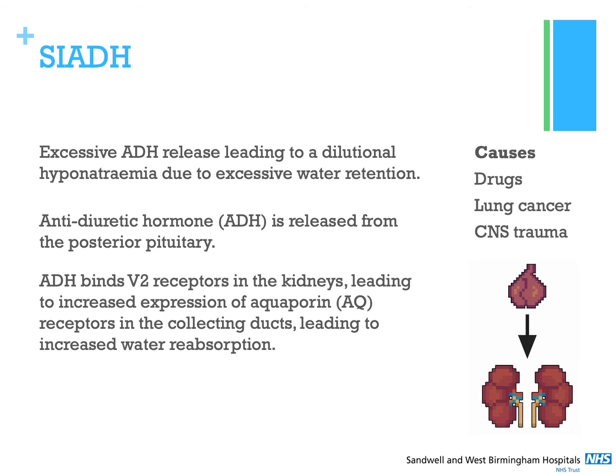We'll look a little bit more at SIADH. Hopefully you'll be a little bit familiar with this already. In essence, we're talking about a condition where excessive ADH release leads to a dilutional hyponatremia because of excessive water retention in the kidneys. You should be able to remember that ADH is secreted by the posterior pituitary, and it binds these V2 receptors in the kidneys, and that binding leads to increased expression of aquaporin receptors in the collecting ducts, and this leads to increased water retention.